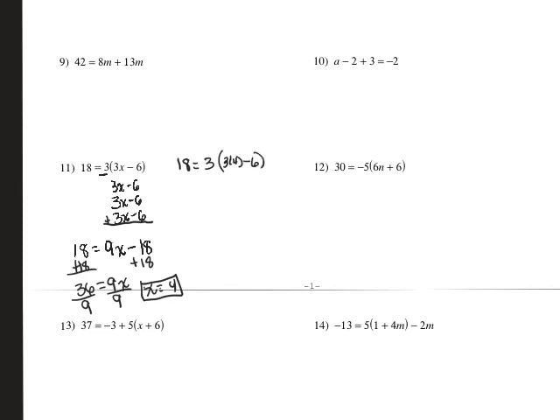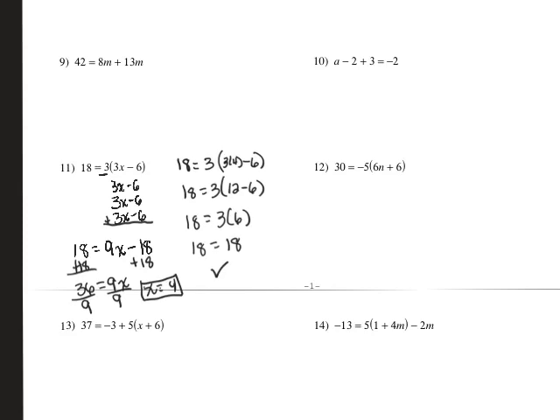All right, so what's 3 times 4? We're going to do what's in the parentheses first because of PEMDAS. Well, that's 12. So 18 equals 3 times 12 minus 6. What is 12 minus 6? 6. 18 equals 3 times 6. Well, what is 3 times 6? It's 18. And 18 equals 18.